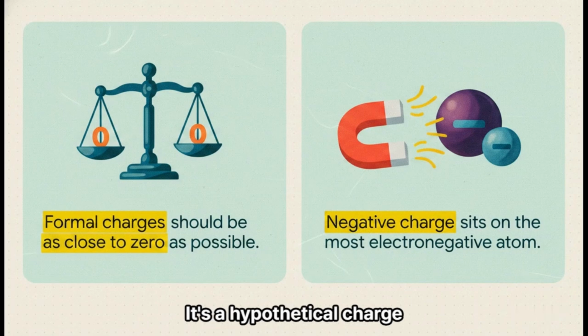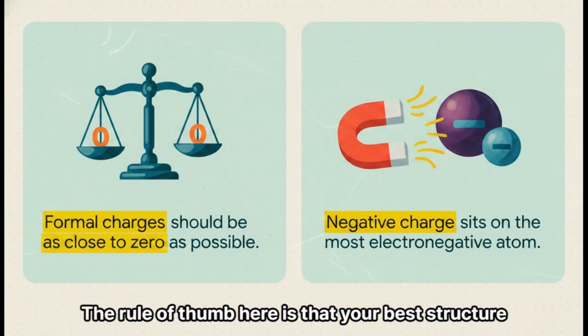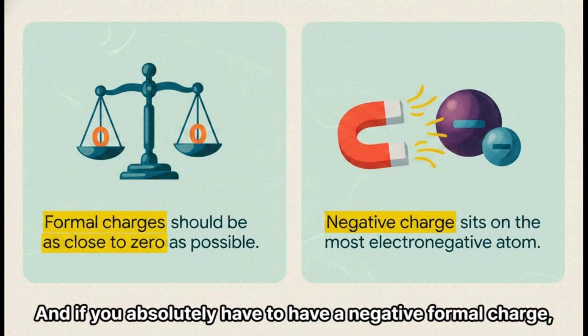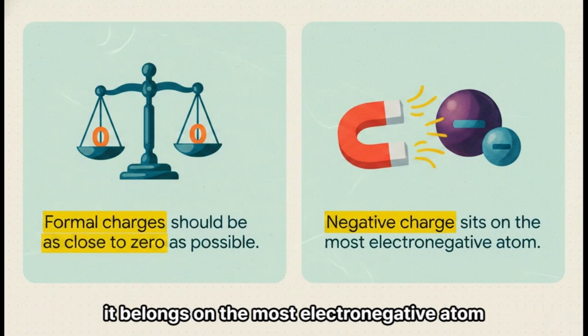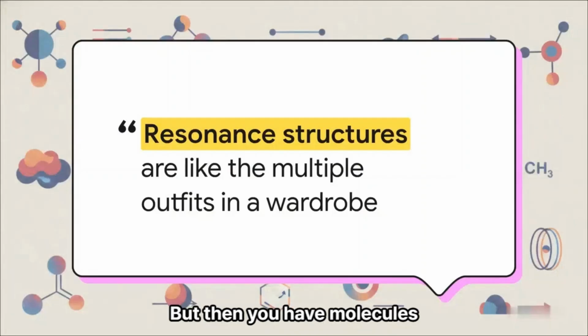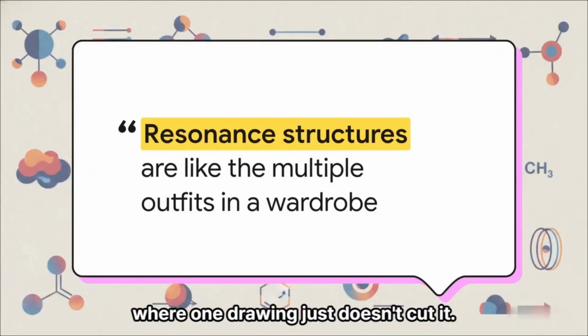It's a hypothetical charge we assign to each atom, pretending the shared electrons are split perfectly equally. The rule of thumb here is that your best structure has formal charges as close to zero as possible. And if you absolutely have to have a negative formal charge, it belongs on the most electronegative atom in the molecule, period.